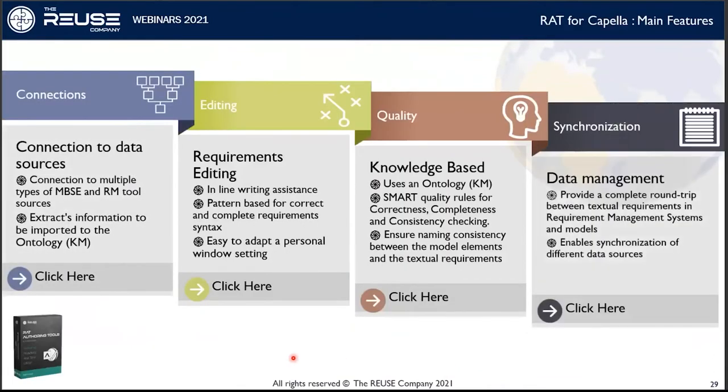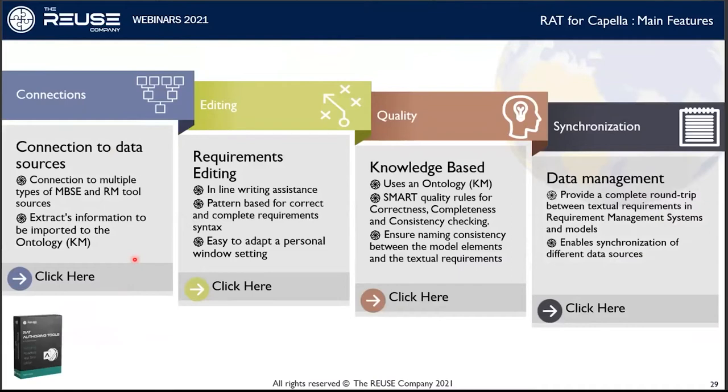So the main thing about RAT for Capella is that we are managing to connect to many different sources of information. In this demo, you will see that we connect to both IBM Doors and the Capella model.